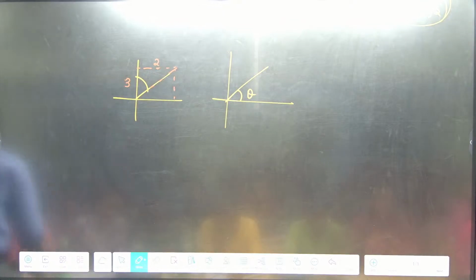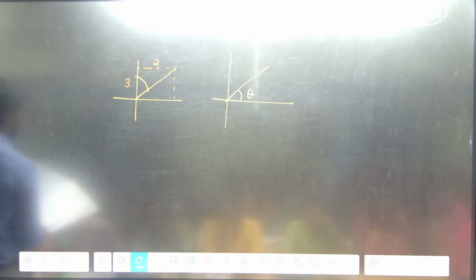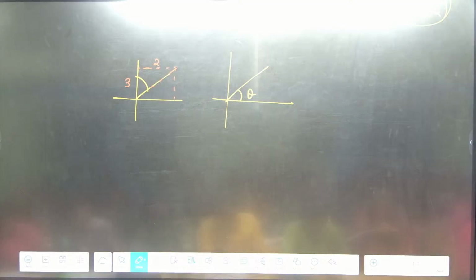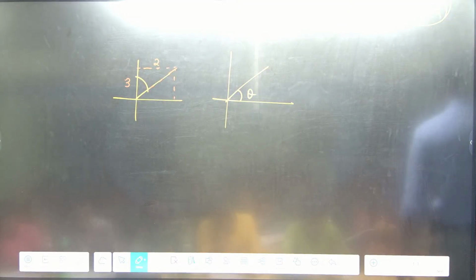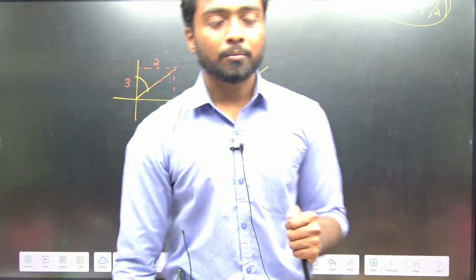So the question is: A is equal to 2i cap plus 3j cap, and B is equal to 4i cap plus 2j cap. The first question is there, no? But instead of doing a dot product, do a cross product now.